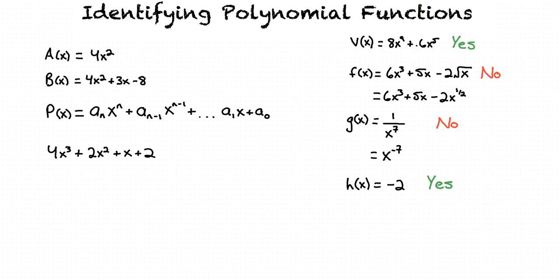So when identifying whether a function is a polynomial function or not, we should look at each term individually, bring any variables in the denominator of that term to the numerator, and make sure in every term that the coefficients are real numbers and the exponents are whole numbers. You got it!